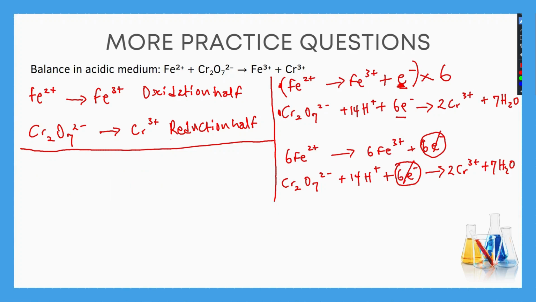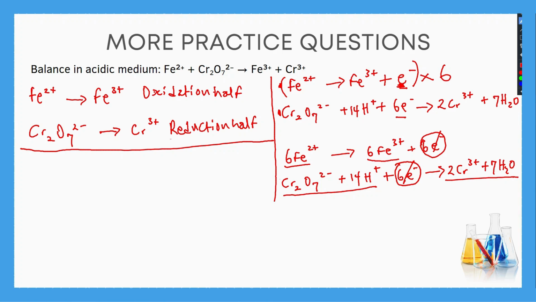Now, when adding the half equations together, everything on the left-hand side in the first equation goes with everything on the left-hand side in the second equation. And everything on the right-hand side in the first equation goes with everything on the right-hand side in the second equation. So let's do that very quickly.